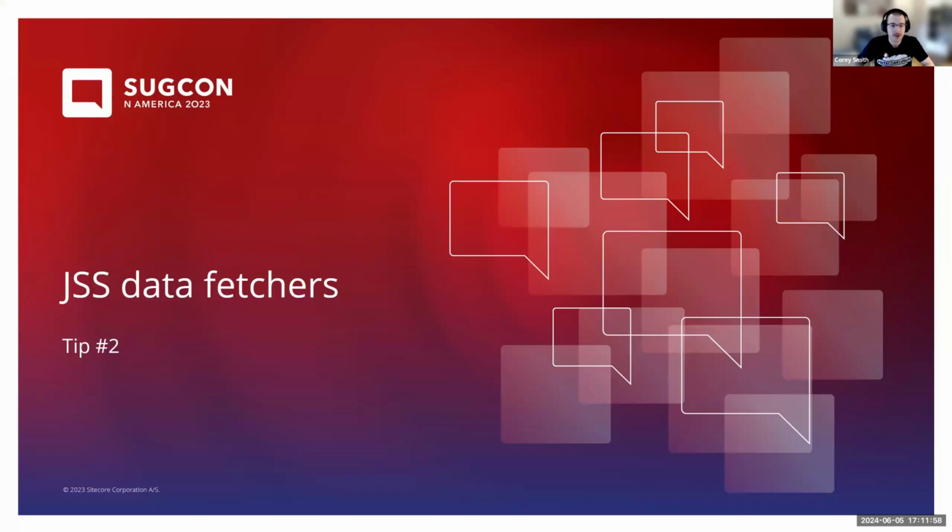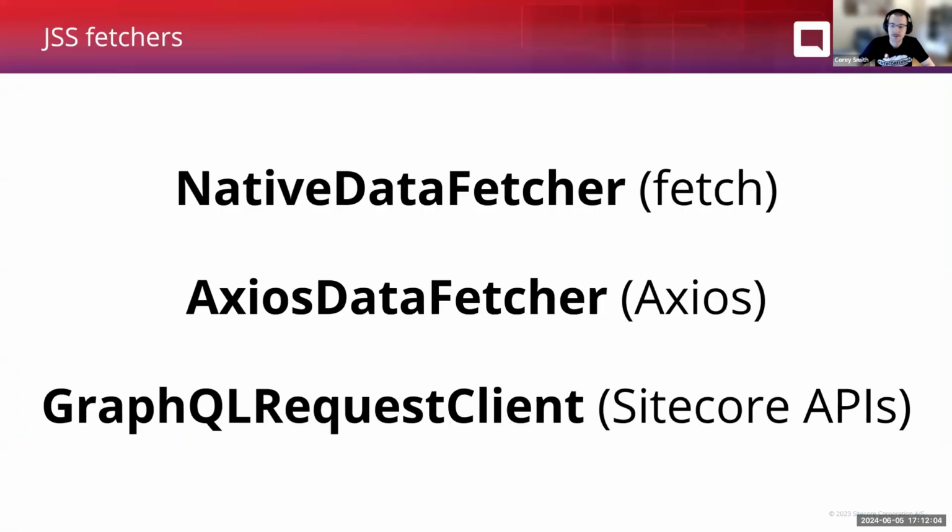All right, for tip number 2, we'll look at the data fetchers provided by JSS. The Sitecore JSS library exports 3 data fetchers that you can use in your application. There's the native data fetcher, which wraps fetch. There's the Axios data fetcher, which wraps Axios. And then there's the GraphQL request client, which is intended for making GraphQL calls against the Sitecore APIs.